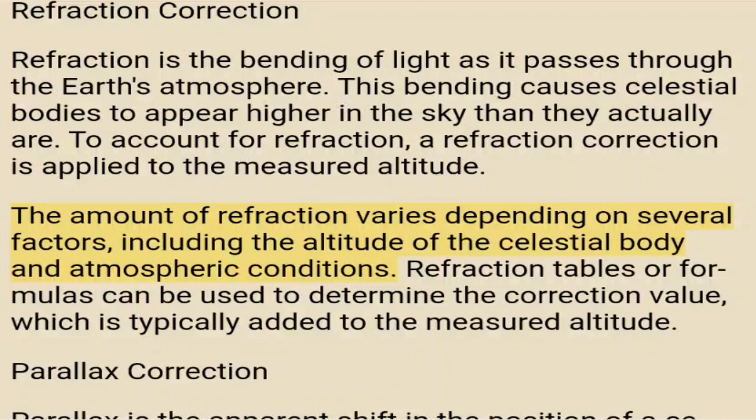The amount of refraction varies depending on several factors, including the altitude of the celestial body and atmospheric conditions. Refraction tables or formulas can be used to determine the correction value, which is typically added to the measured altitude.